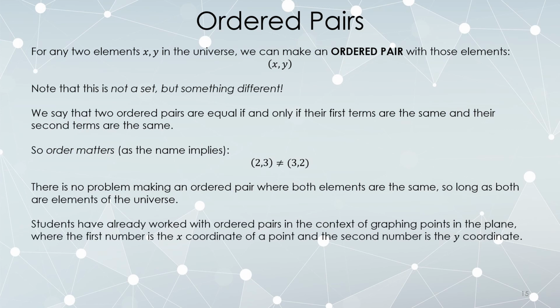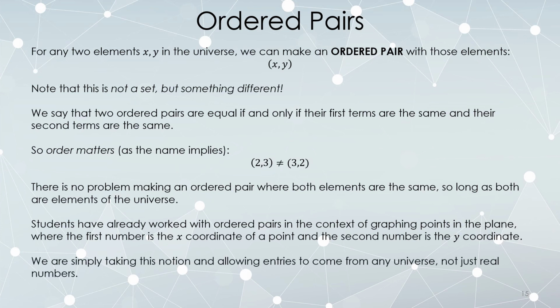It's also worth pointing out, you've already worked with these. Points in the plane. One real number, comma, another real number, where the first number is your x-coordinate and the second is your y-coordinate. Those are ordered pairs of real numbers, and it matters which is first versus which is second. The x-coordinate means something different than the y-coordinate. So we're taking that notation that you've already worked with, ordered pairs of numbers, and saying that they don't have to be numbers, they can come from any universe or any collection of sets that we are working with. They don't just have to be real numbers.